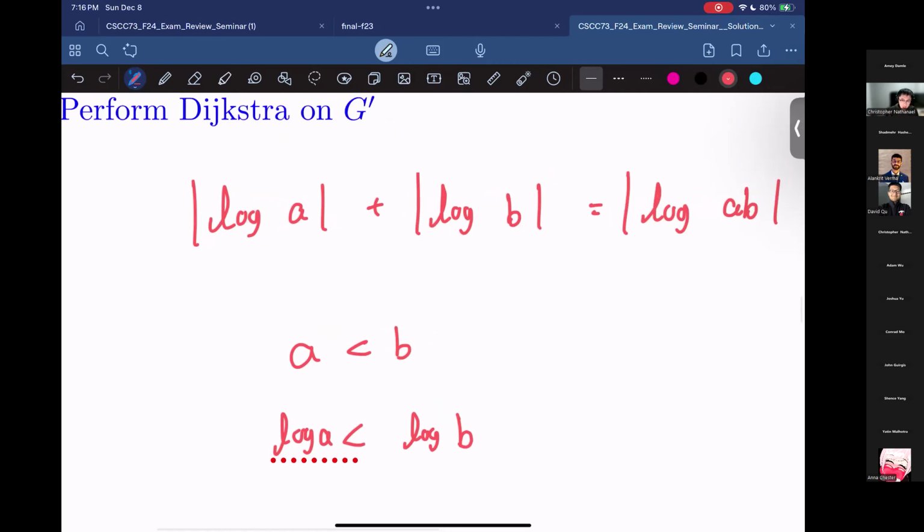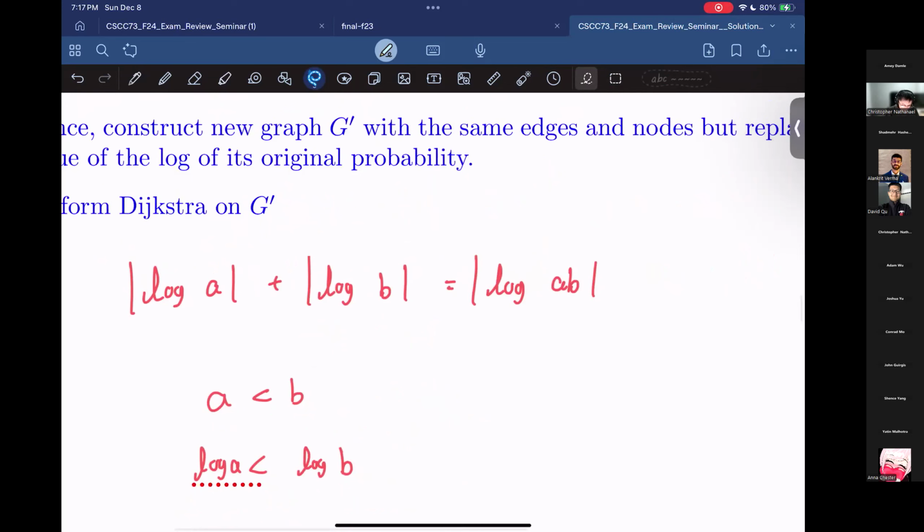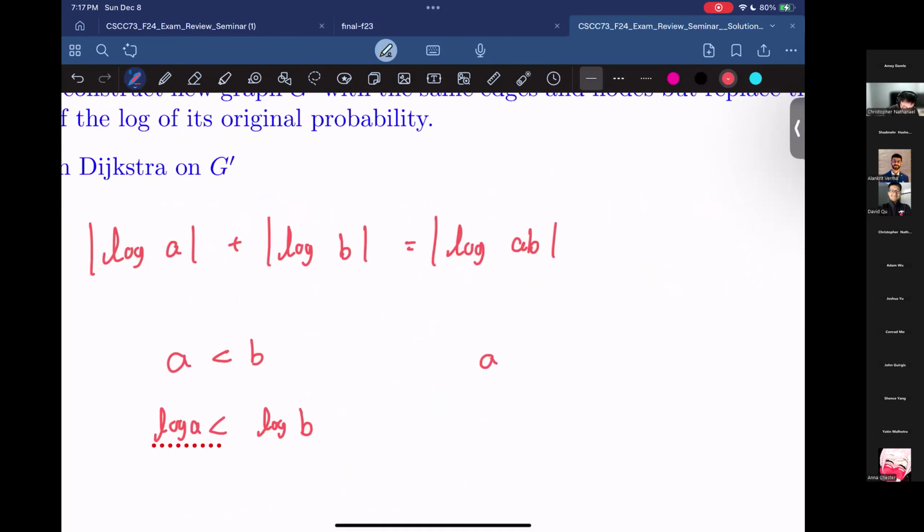And lastly, logarithmic rules allow us to get multiplication from performing additions. Because if the path goes from S to A, to B, to C, with probabilities P1, P2, P3, the probability of this path would be P1 times P2 times P3. But Dijkstra can't multiply. We're not allowed to modify Dijkstra here. We can only feed it a new graph.